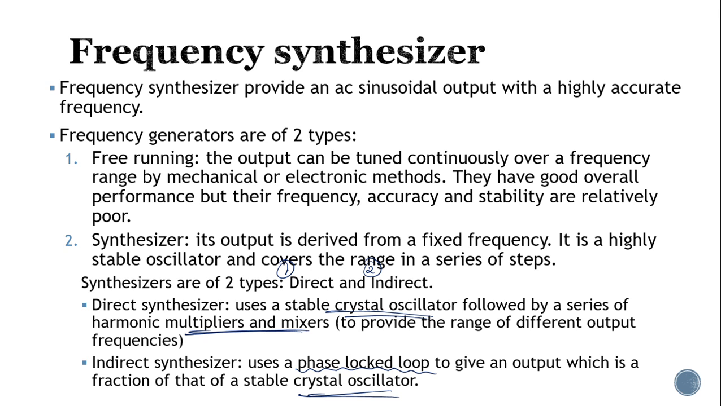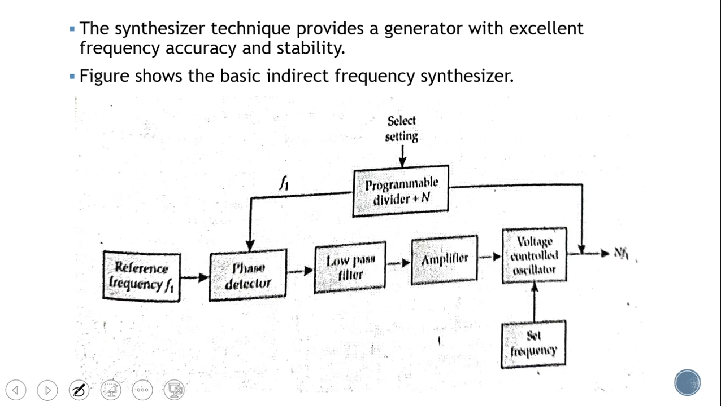So let's see the block diagram of an indirect frequency synthesizer. Here you can see you have your reference frequency, and you are giving it to a phase lock loop control. Your phase detector is going to compare the reference frequency f1 and the frequency coming over here, which is f2. So you are comparing f1 and f2, and checking whether they are equal or not.